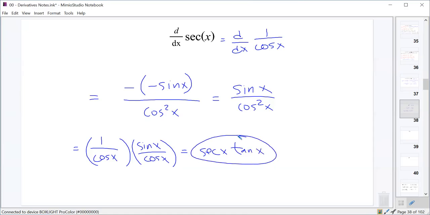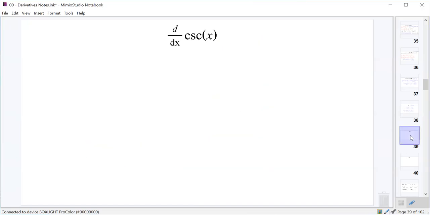And that's the traditional way that we'll write the derivative of secant x, although sine x over cosine squared x is fine as well if you want to do it. Probably memorize it as secant x tangent x. Our next one is cosecant of x, which we'll rewrite as a derivative of 1 over sine x.